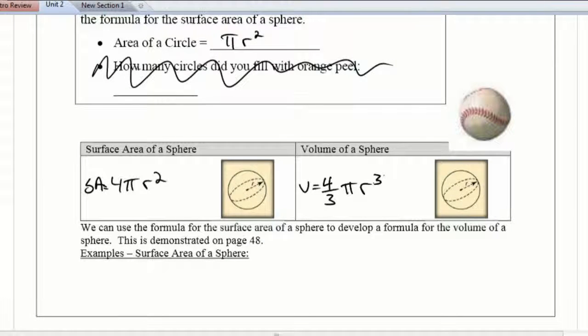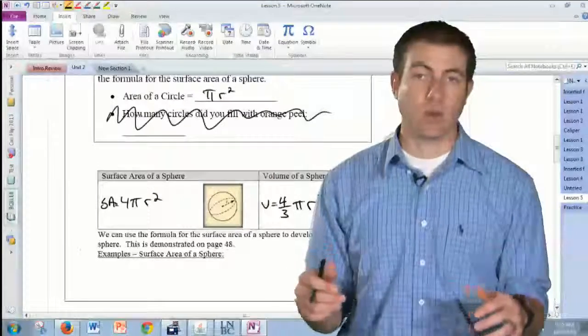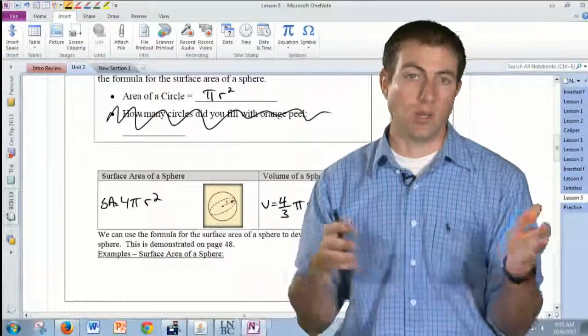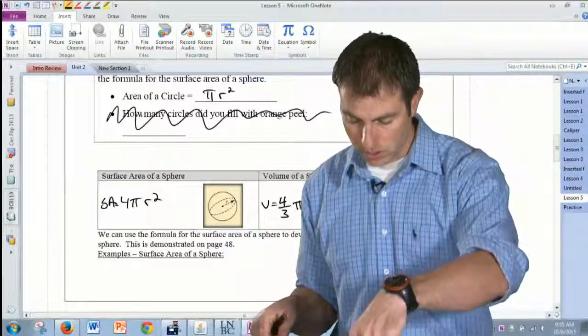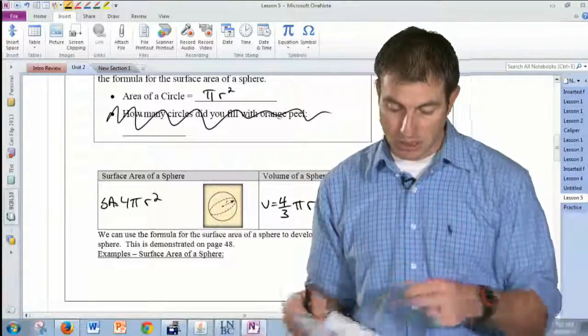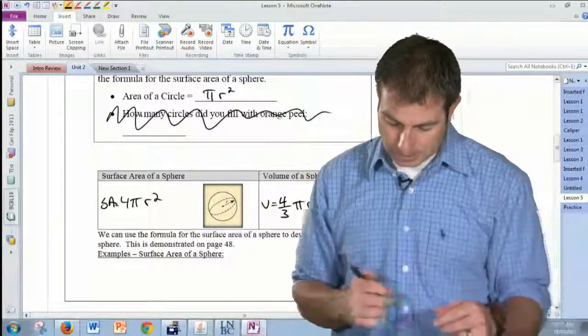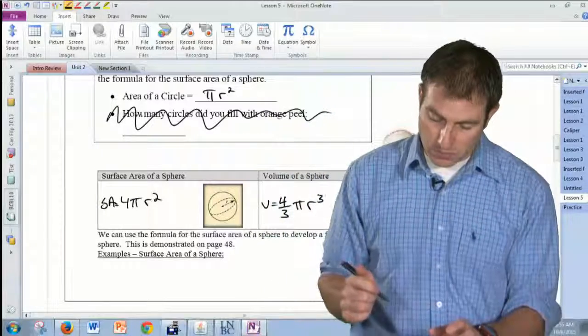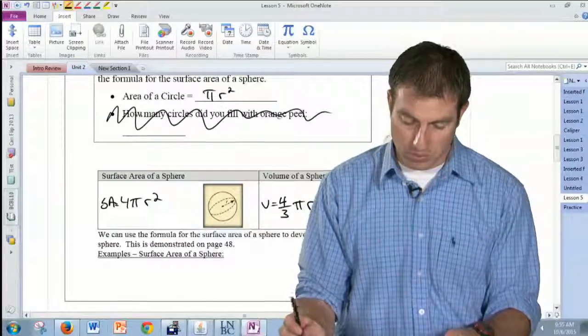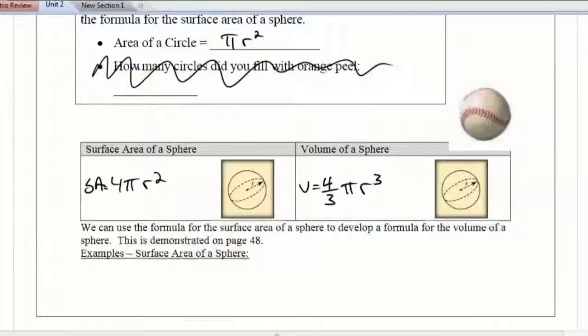And the sphere stuff on our data booklet, let's see if I can find it. It's on the back page. It's the second one down. It has the surface area column, then it has the volume column. So these units are all given to us, formulas are all given to us, so we should be able to make sure we use this. We can use the formula for surface area of a sphere, develop formula of volume of a sphere.